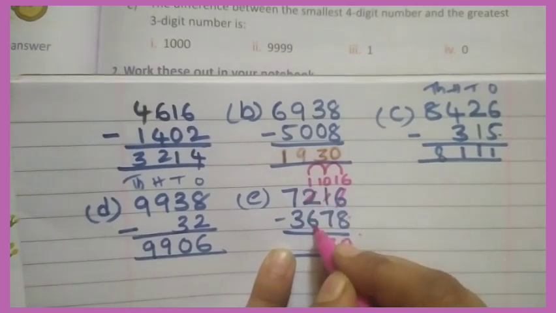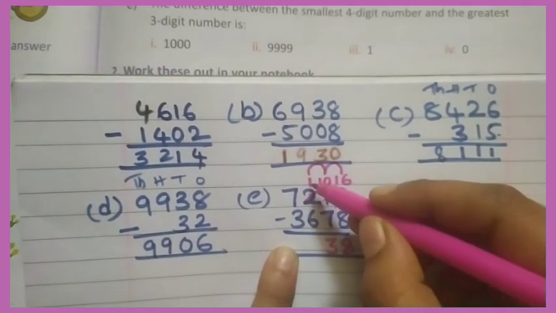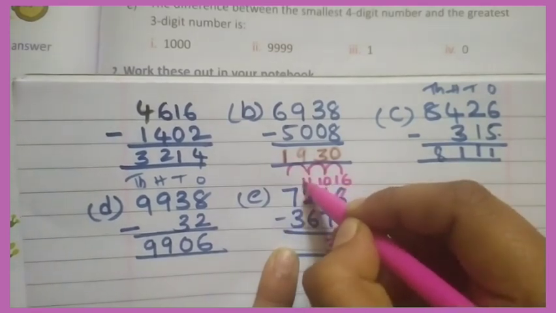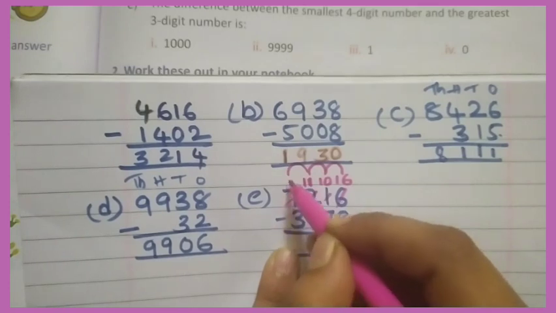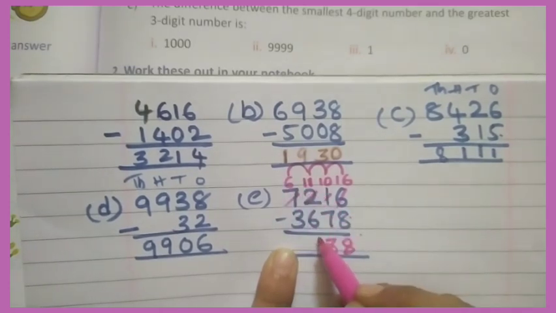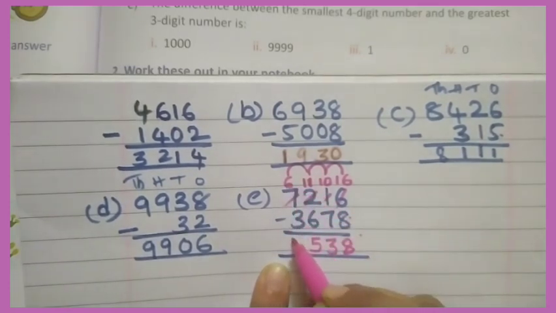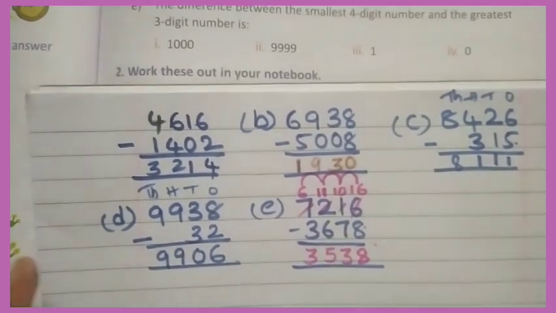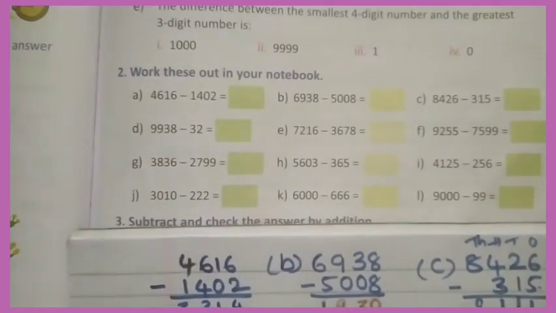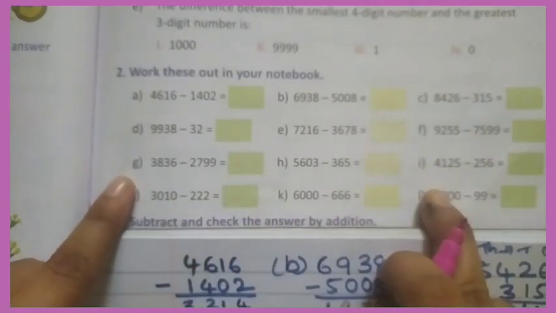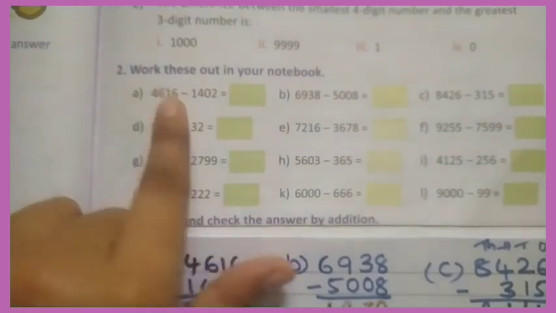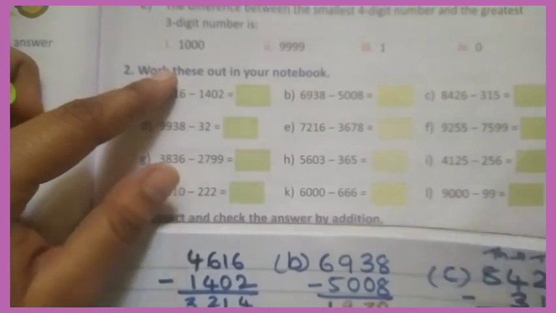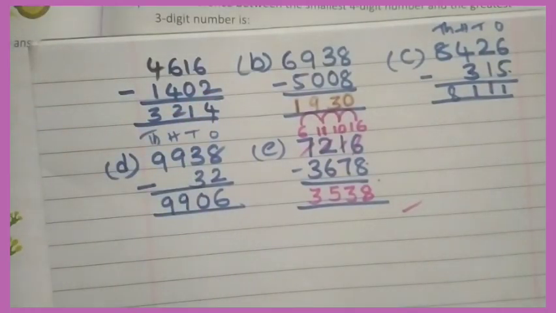And from 1 we cannot subtract 6. From 1 chocolate we cannot take 6. So you have to take borrow. It will be 11. Here 7 will become 6. 11 minus 6 is 5. 6 minus 3, 3. Therefore we got 3538. Up to E answer I only said. So you have to write remaining problems in your file notes. Okay. Complete this total bit in your file notes. This is your homework. If possible, you can do check also.